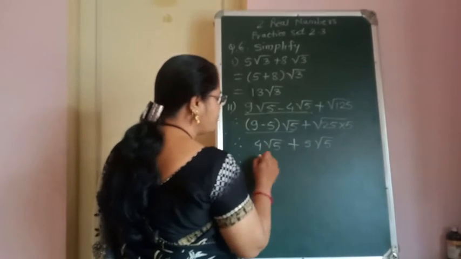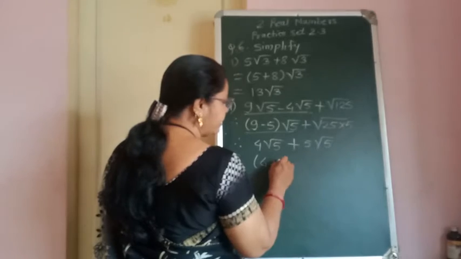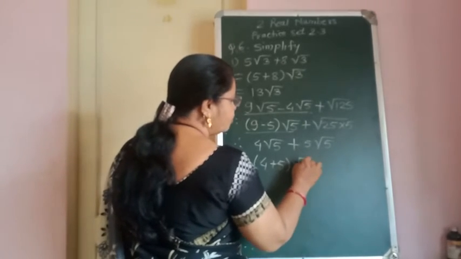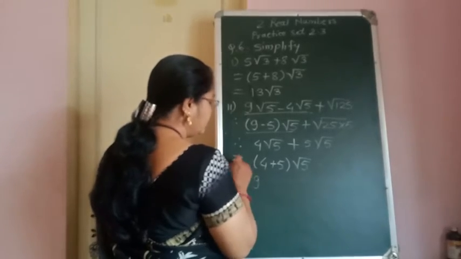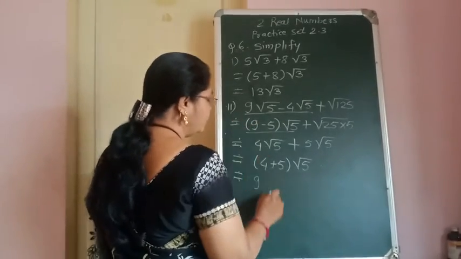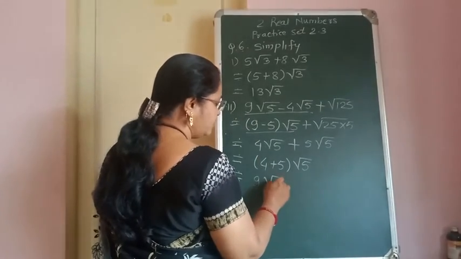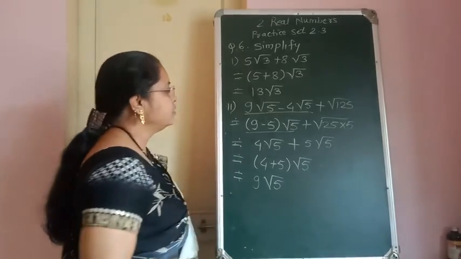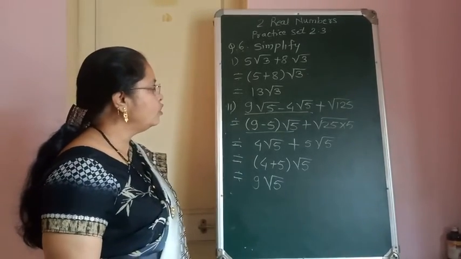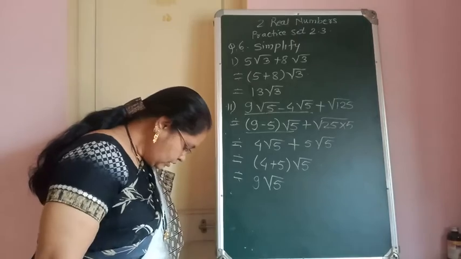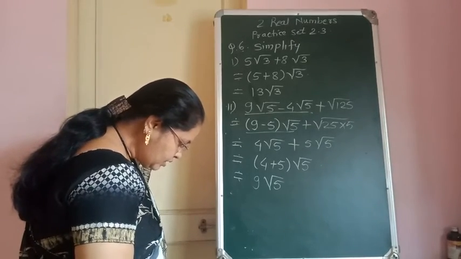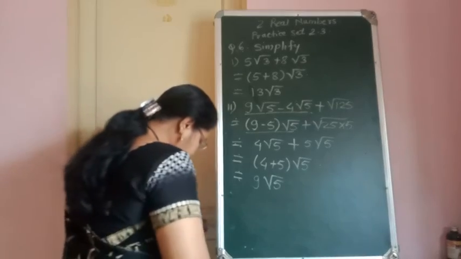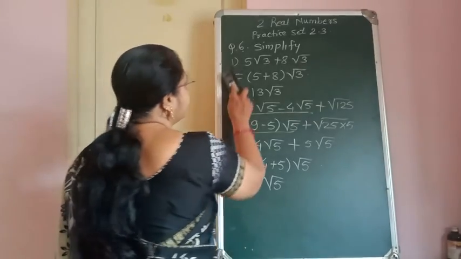So 4 plus 5 inside the bracket and root 5. So 4 plus 5 is equal to 9 root 5. So this is the answer, 9 root 5. See in fourth example.